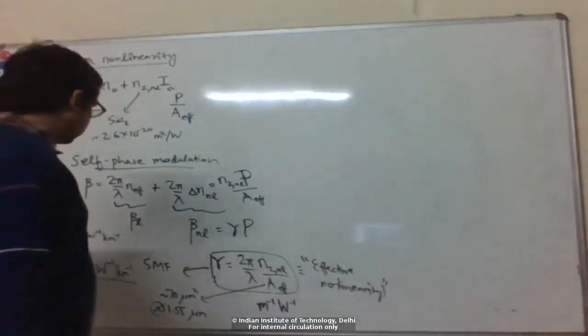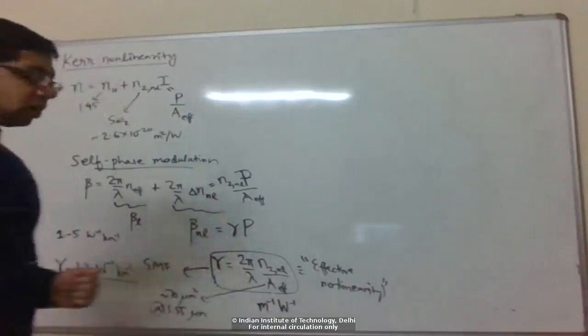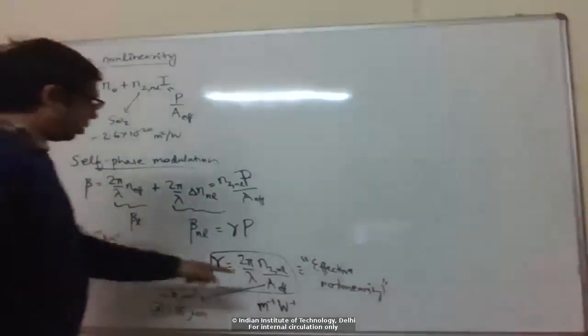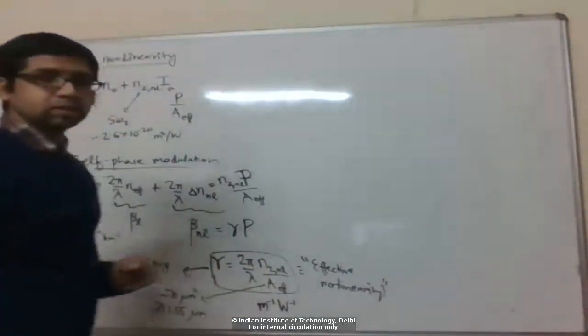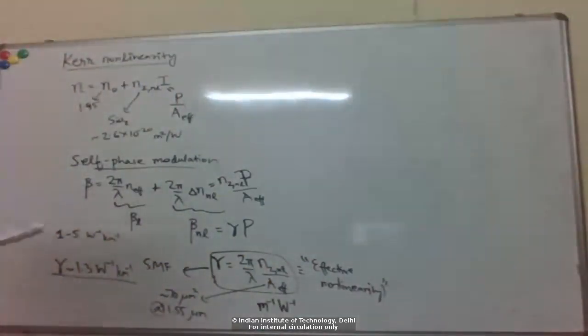So typically we want this number to be small. Again, if you use fibers with higher mode area, you can make this small.